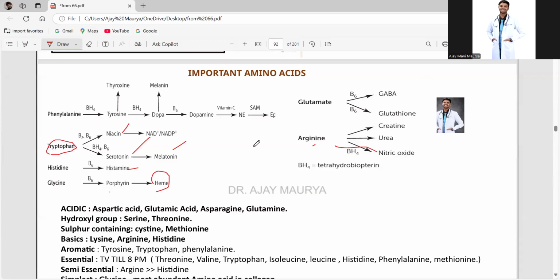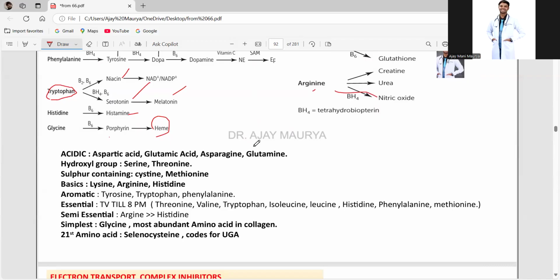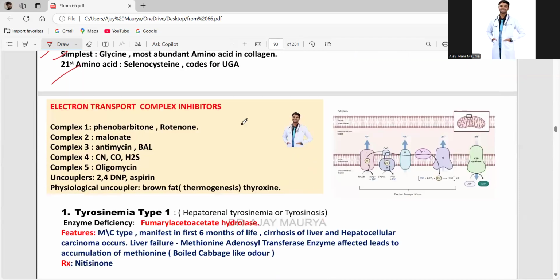See how you have to remember. Just remember this. I think you guys know about the amino acids, which are acidic, which are basic. Acidic, basic, hydroxyl group, sulfur containing, aromatic. Essential amino acids, remember this mnemonic. Semi-essential. Simplest is glycine. The 21st is selenocysteine, which codes for UGA. Remember this, guys.